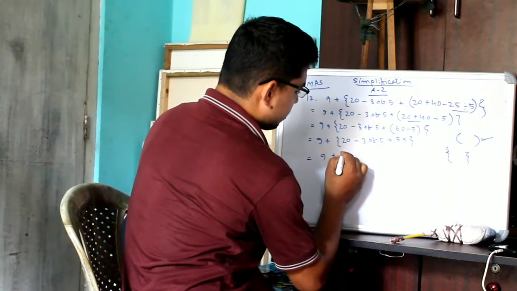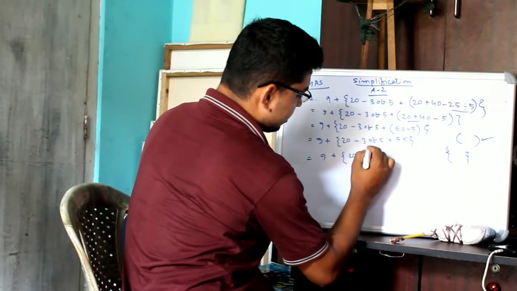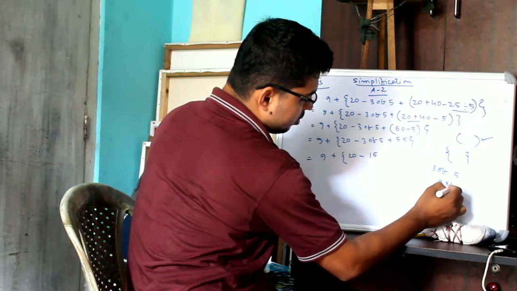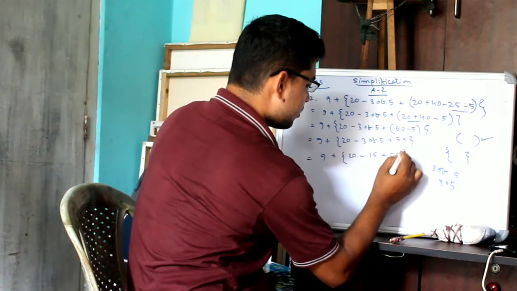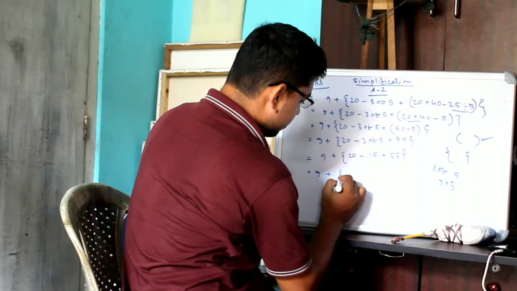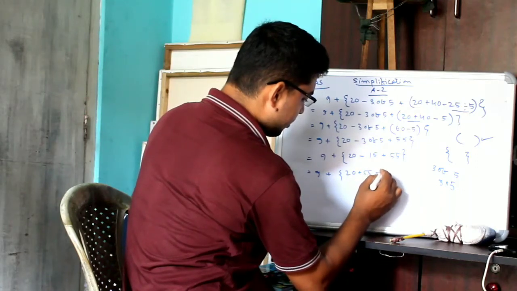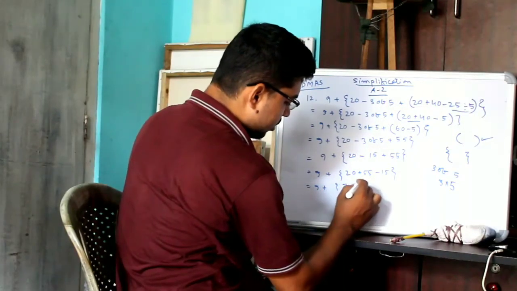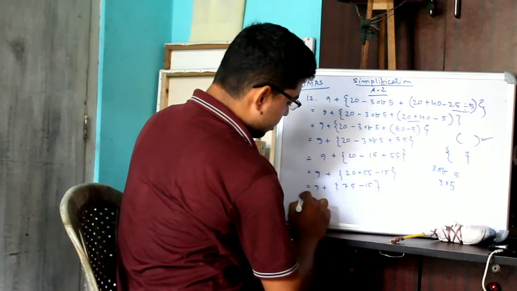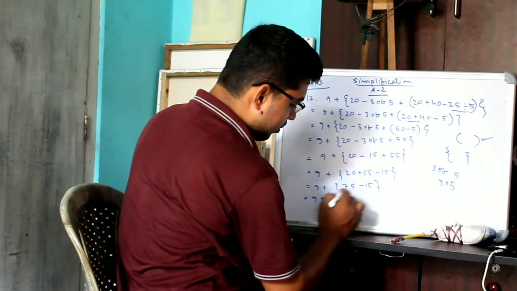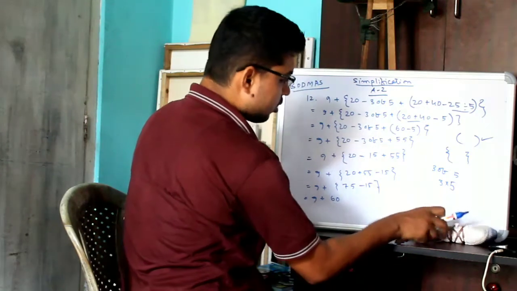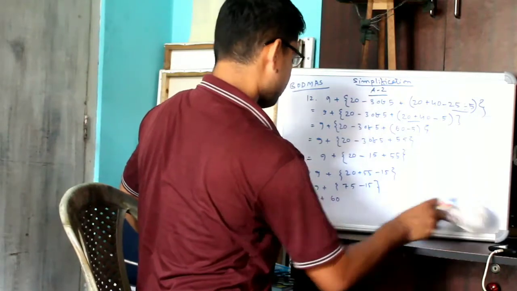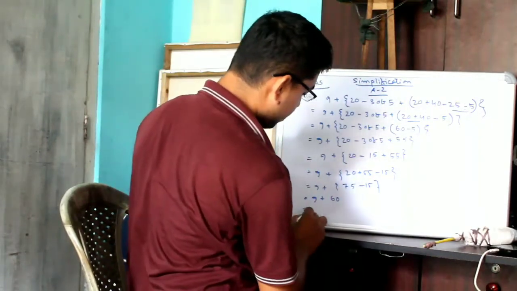9 plus 20 minus 3 of 5 means 15. 3 of 5 means 3 into 5, plus 55. Next, 9 plus 20 plus 55 minus 15. So 9 plus 20 plus 55 means 75, minus 15. Equal to 9 plus 75 minus 15 means 60. So 9 plus 60 equal to 69.